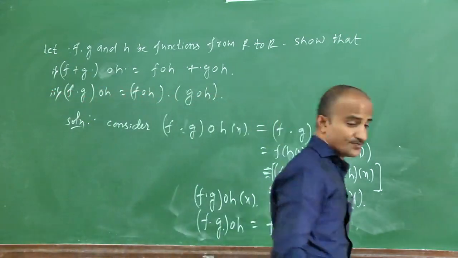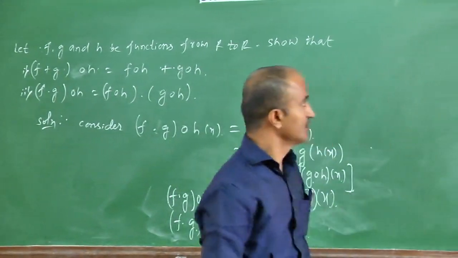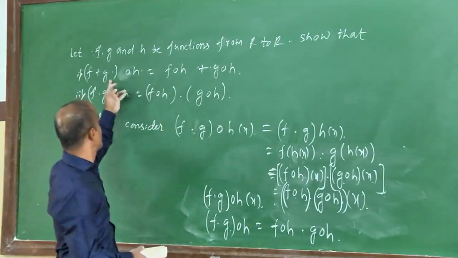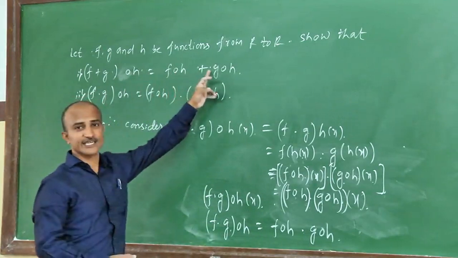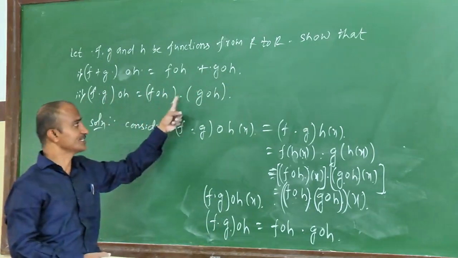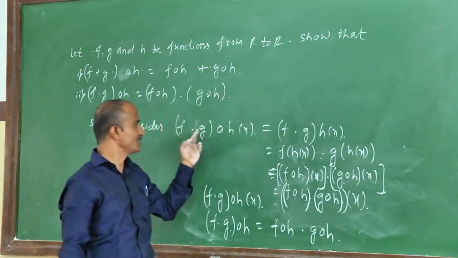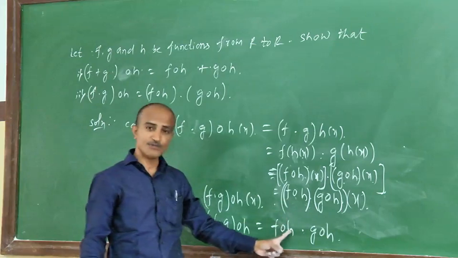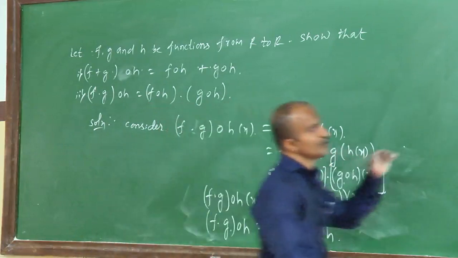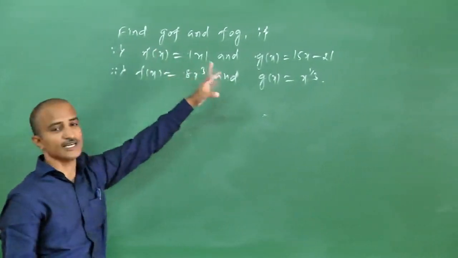Now we will discuss one more example of how to find gof of a function, or graph of a function. I hope you understood how to show that (f plus g) composition h is f composition h plus g composition h, where (f·g) composition h is (f composition h) into (g composition h). This is how we can prove it. Be careful while writing these terms.